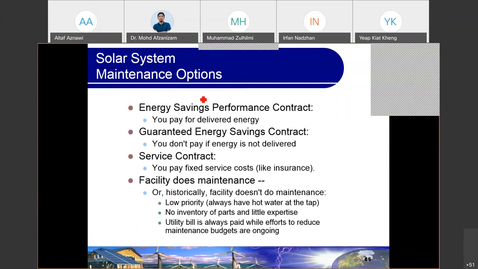Solar system and an option. Okay, I think these ones are very straightforward. You can think about it on your own. Energy saving performance contract to pay for delivering energy, creating energy, service contract, facility, maintenance, the priority, the inventory, utility bills, etc.